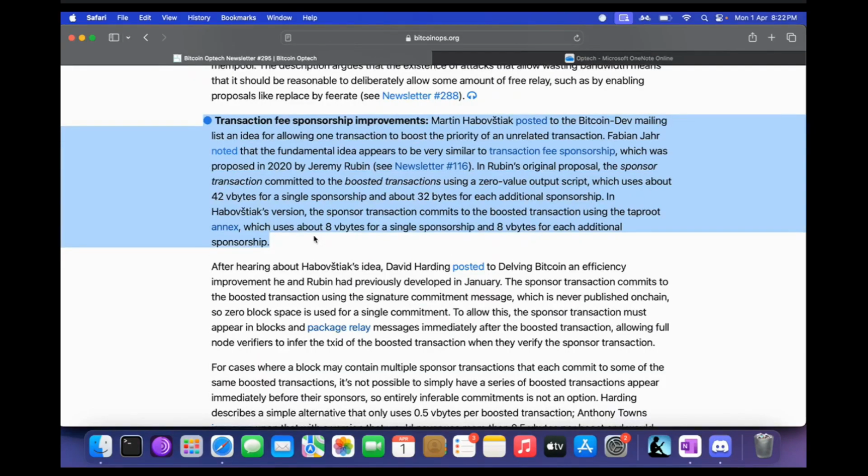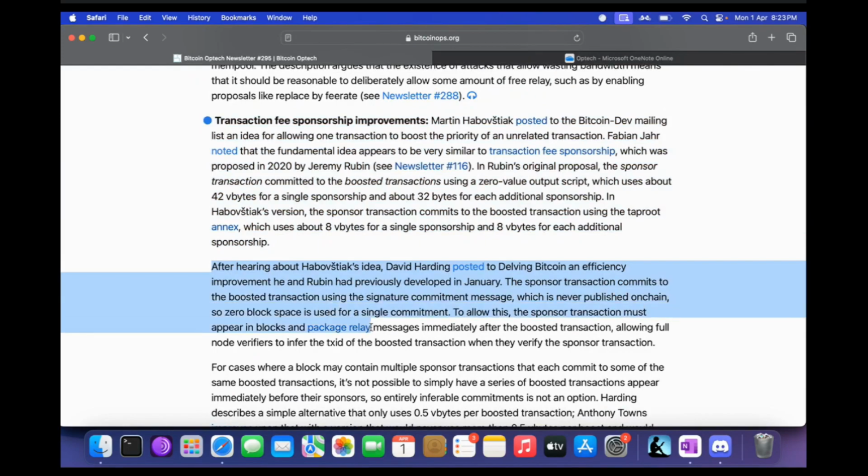In Rubin's original proposal, the sponsor transaction committed to the boosted transaction using a zero value output script, which uses about 42 virtual bytes for a single sponsorship and about 32 bytes for each additional sponsorship. In Habovštiak's version, the sponsor transaction commits to the boosted transaction using the Taproot annex, which uses about 8 virtual bytes for a single sponsorship and 8 virtual bytes for each additional sponsorship.